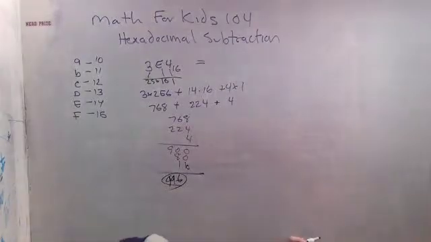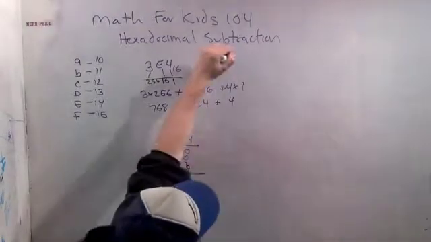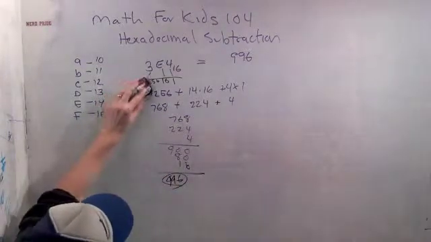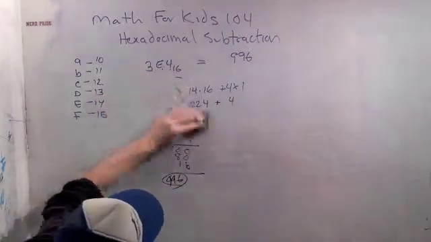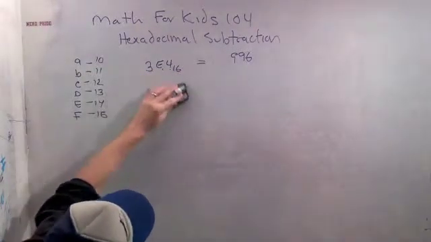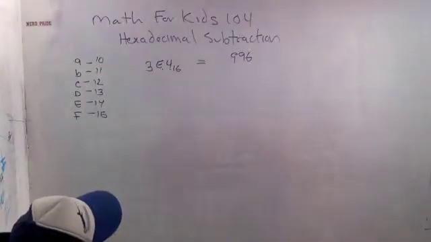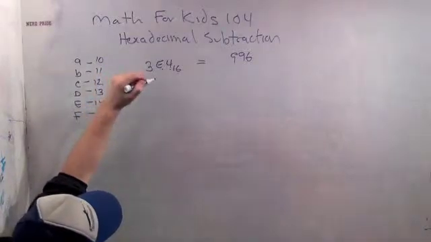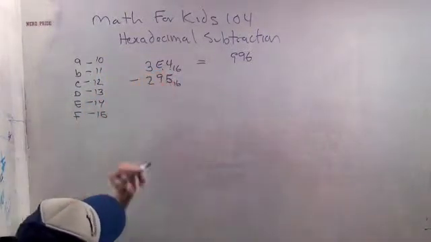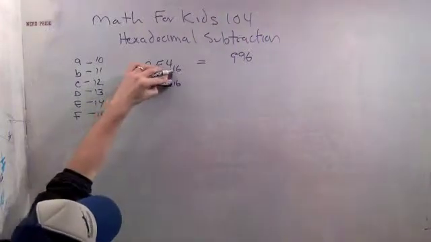Can you find me an eraser? So 3E4, which is 996. Sorry, I'm going to have to erase all this stuff that we just did up here. 3E4 happens to be 996. That was just some good practice. And now we'll do a subtraction: minus 29F, base 16.